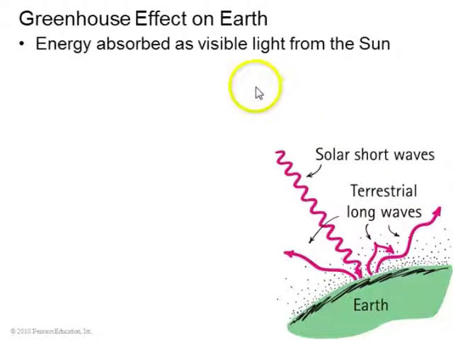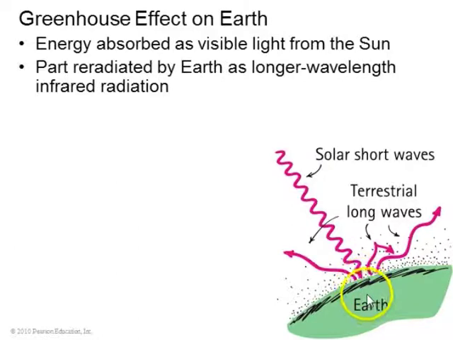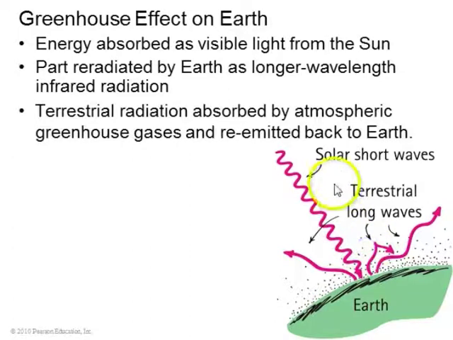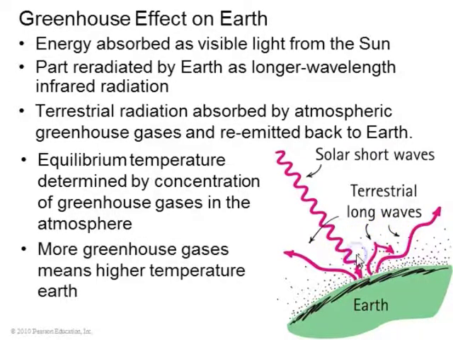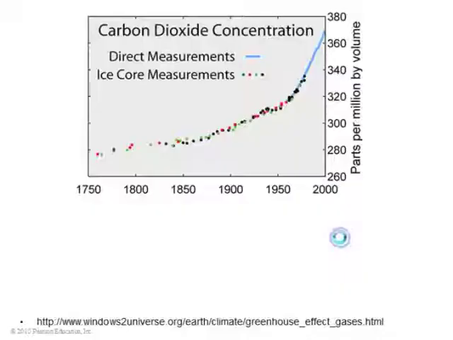So here on Earth, what happens is energy is absorbed as visible light from the sun, and then it's partly re-radiated by the Earth as infrared radiation. And some of this terrestrial radiation is absorbed by the atmospheric greenhouse gases and then re-emitted back to Earth. And so the equilibrium temperature of the Earth is determined by how much greenhouse gases are in the atmosphere. More greenhouse gases means the temperature of the Earth has to be higher in order to make the power balance coming in from the sun and going out from the Earth.